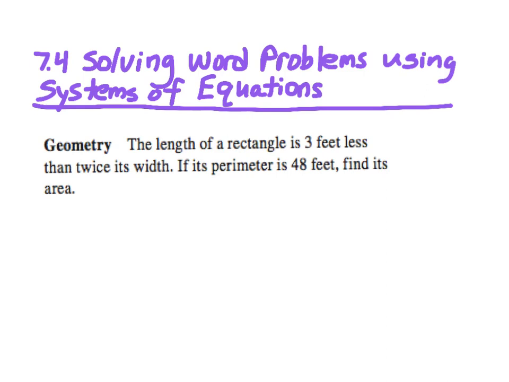Okay, this is a lesson on solving word problems using systems of equations, and we're going to start with this geometry problem. What we have here is the length of a rectangle is 3 feet less than twice its width. If its perimeter is 48 feet, find its area.